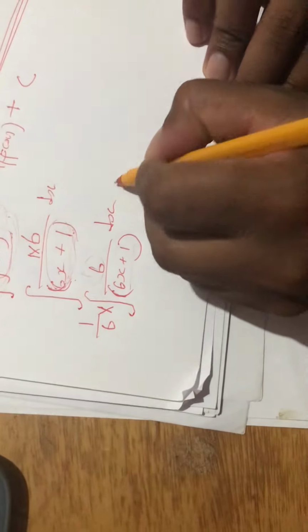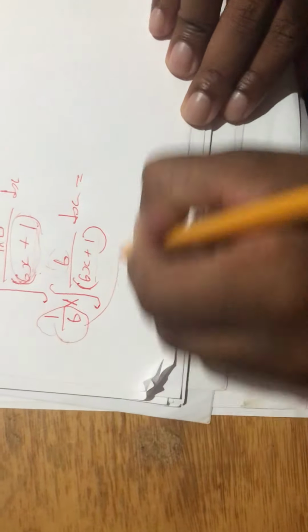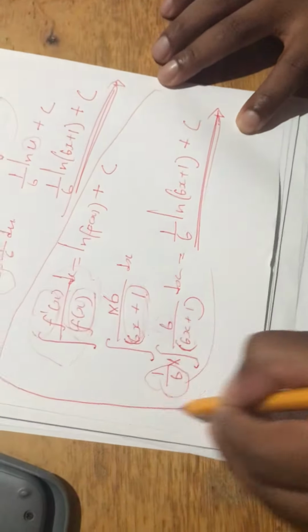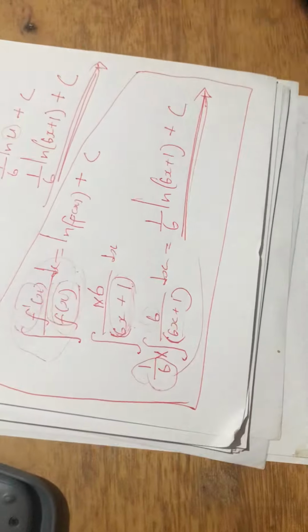Now from there, I take this as 1 over 6 ln of 6x plus 1 plus c. This is the inspection technique. This is the inspection technique, guys.